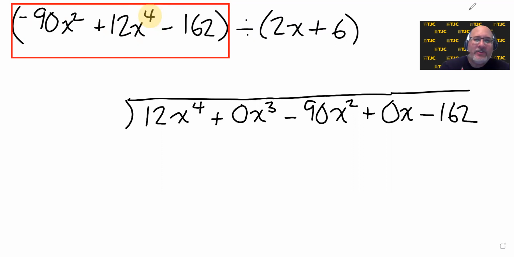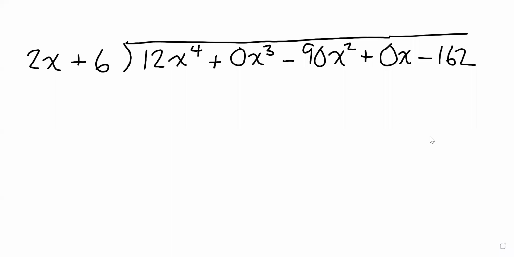And then we'll write our divisor 2x plus 6 on the outside. The divisor is not missing any terms, and its powers are in order from highest to lowest, x to the first power, and then no x's. I'm going to pause this and move the actual division problem up so that I'll have room to work below. All right, let's get started.